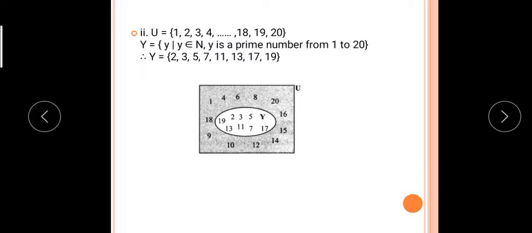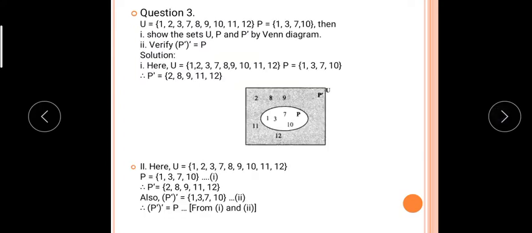That is very important. A rectangle represents the universal set. An oval, circle or any closed figure you can use for the representation of any other set. Now question number 3. This is also a very simple question. The universal set has the numbers from 1 to 12. P is the set 1, 3, 7 and 10. Then show that U, P dash by using the Venn diagram. It means we have to find P dash first, and the second statement we will verify afterwards.